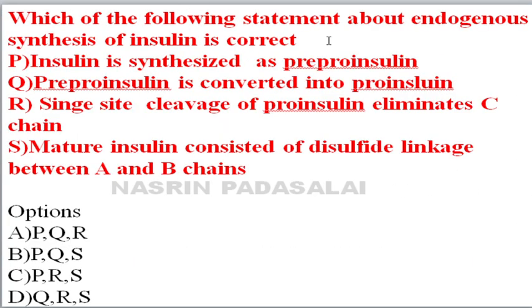Next question: which of the following statements about endogenous synthesis of insulin is correct? This is an MCQ type of question. Insulin is synthesized as pre-proinsulin. Yes, correct option. Once pre-proinsulin is synthesized, it is converted into proinsulin. Yes, that is also correct. Next, single site cleavage of proinsulin eliminates the C chain. No, if you see the structure of insulin, there is no C chain, only the A and B chains. So option R alone is wrong. Whereas mature insulin consists of disulfide linkage between the A chain and B chain. So P, Q, S. These three options are the correct ones.